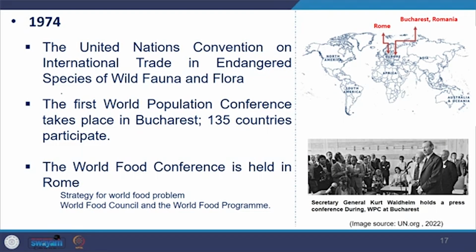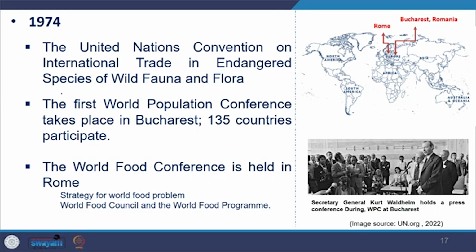So in 1974, in this year, we see that the United Nations Convention on International Trade in Endangered Species of Wild Fauna and Flora opened for signature in Washington, D.C. It was an important step, and it helped in controlling the illegal commerce in ivory, furs, and so on, the products of endangered species.